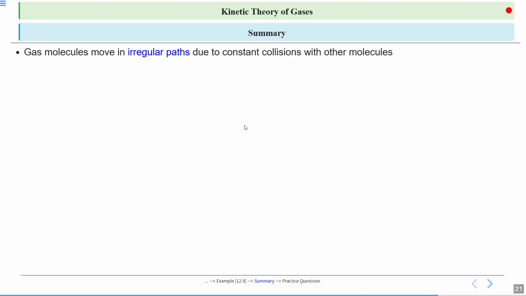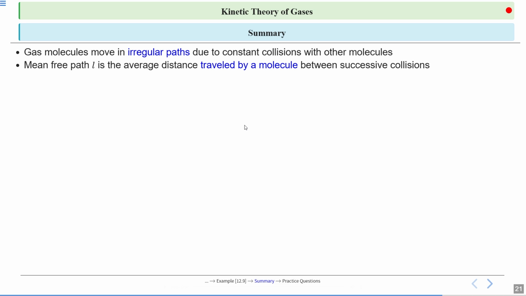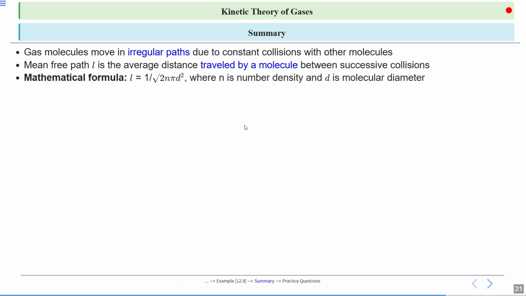Now here is the summary of what we studied. Gas molecules move in irregular paths due to collisions with other molecules. Mean free path, denoted as L, is the average distance a molecule travels between successive collisions. Here L equal to 1 upon root 2 pi d square n. In this equation, n represents the number density, which is the number of molecules per unit volume, and d is the molecular diameter.